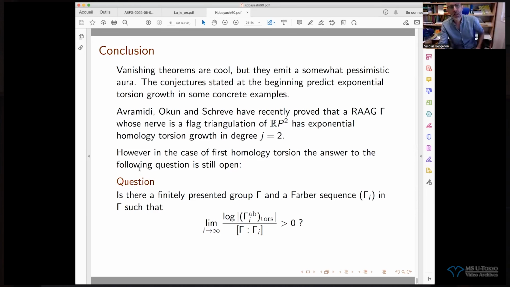As I said in the beginning, for Bianchi groups, we expect that the torsion in the H1 should be exponential in the degree, but in fact we don't know how to prove that. In fact, we don't know any finitely presented group Gamma and a Farber sequence in that group, for example a sequence of finite index normal subgroups with trivial intersection, such that the log of the torsion in the abelianization or in the H1 is really exponential with respect to the index. So that's, I find, a very frustrating question. I wanted to end with that, and hopefully someone here will show me an example at some point.